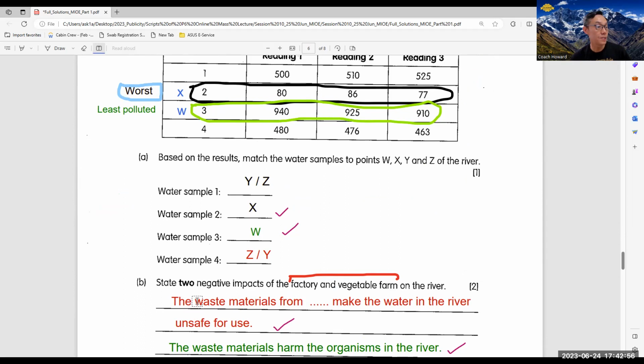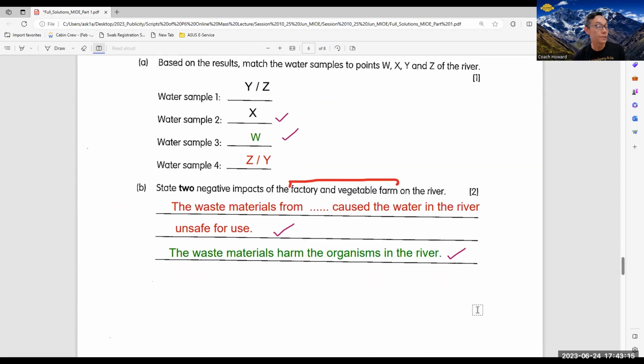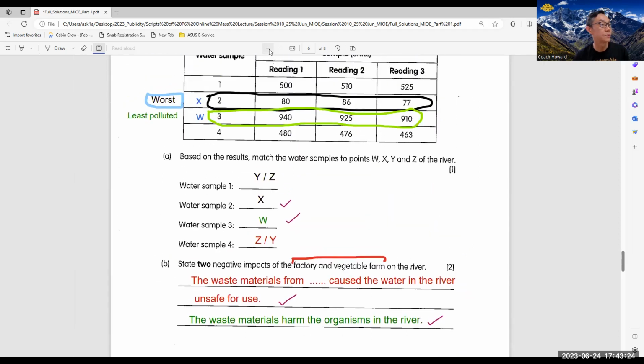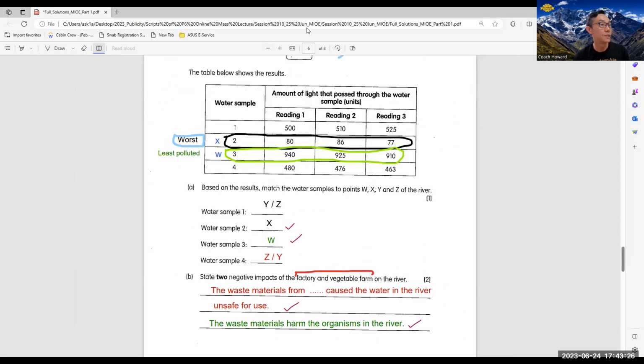So you just mention that the waste materials from the factory and vegetable farm cause the water in the river to be unsafe for use. And then you can say the waste materials harm the organisms in the river. So both are possible answers. So again, on this part, I'll screenshot and send to you now.